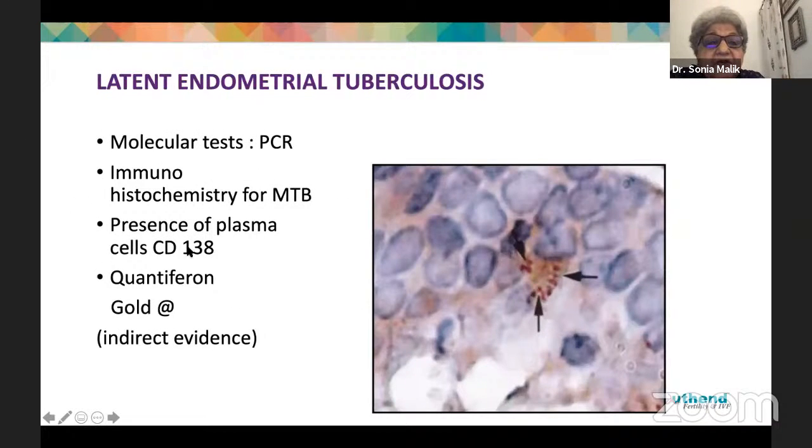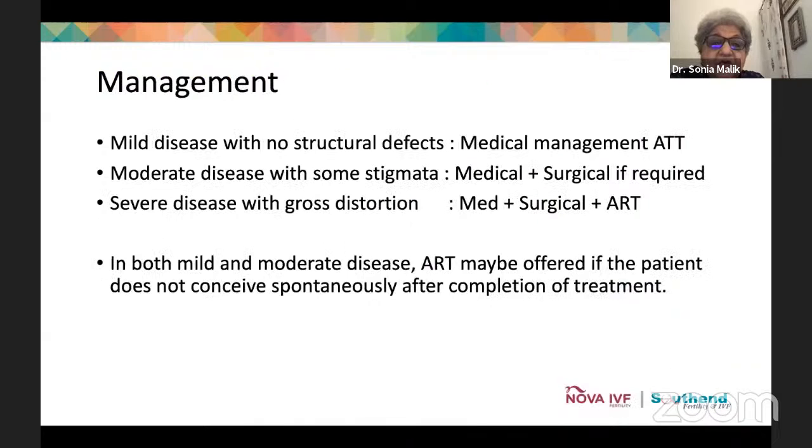And latent endometrial tuberculosis is something that we are all very, very familiar with now as gynecologists. And we all know that basically, in addition to the PCR, like I mentioned, the presence of plasma cells and indirectly quantiferon gold can tell you about the immune status of the patient. And therefore, if you put the two together, then you may reach a diagnosis of endometrial tuberculosis.